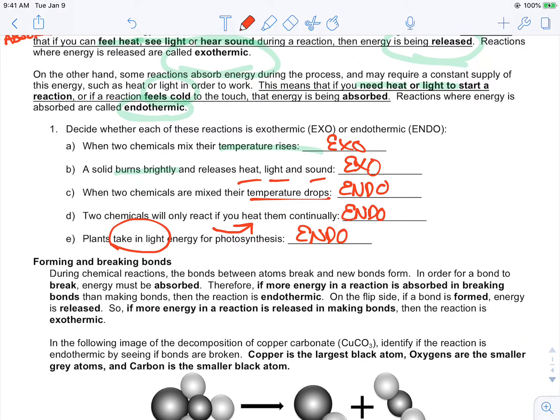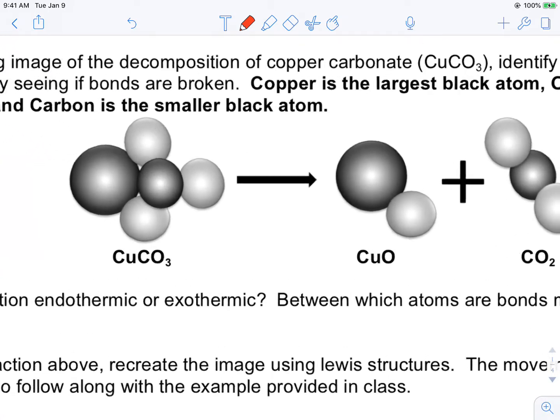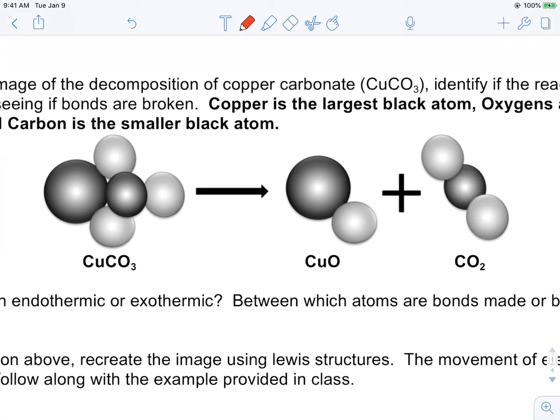Now, what does this look like on a molecular level? In this case, we have a picture, and we have a compound, copper carbonate, CuCO3, being separated into two pieces. So we have copper oxide, and then we have carbon dioxide.